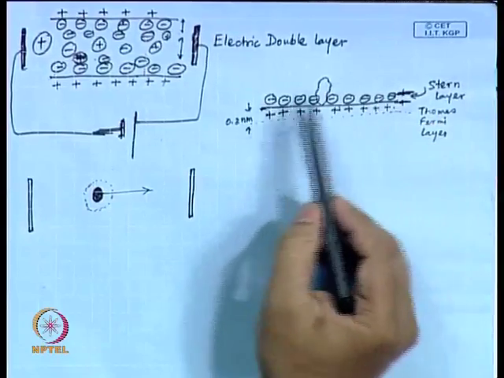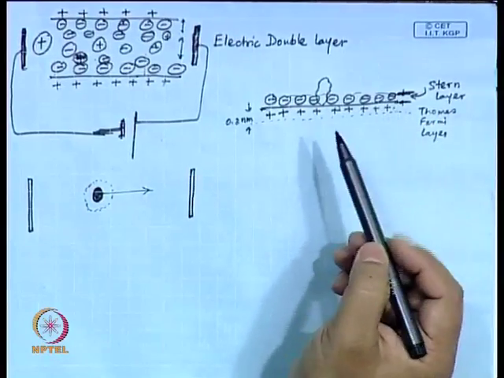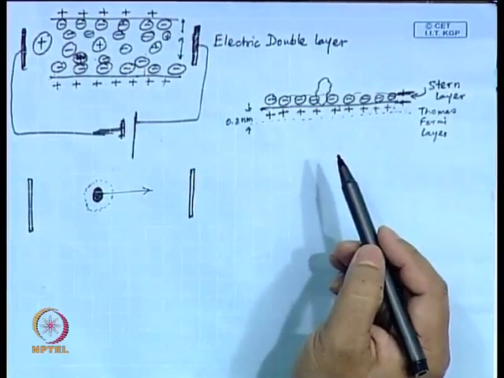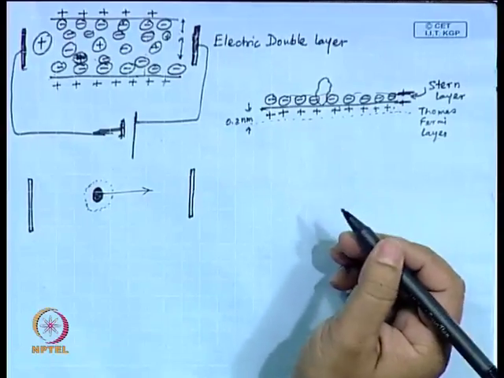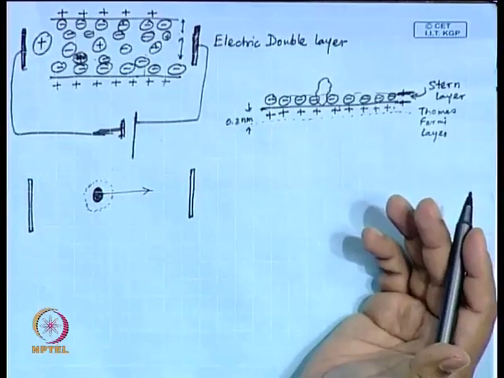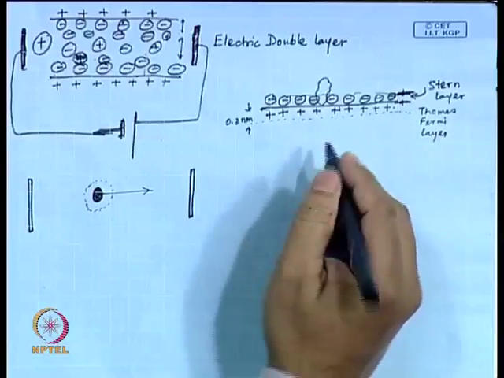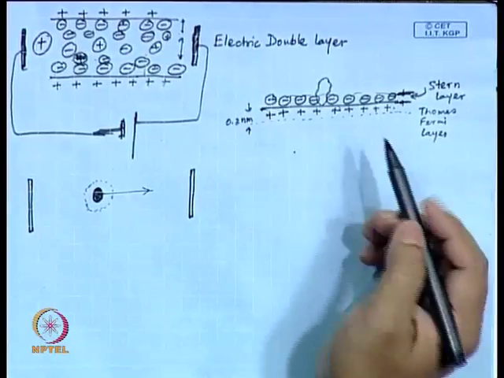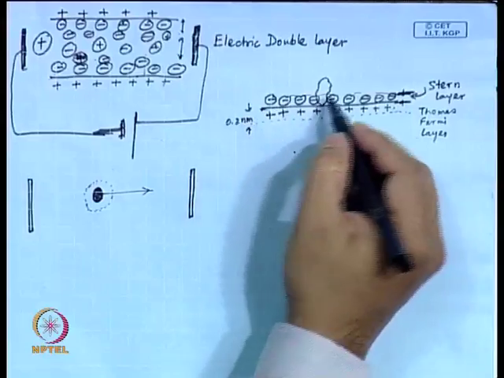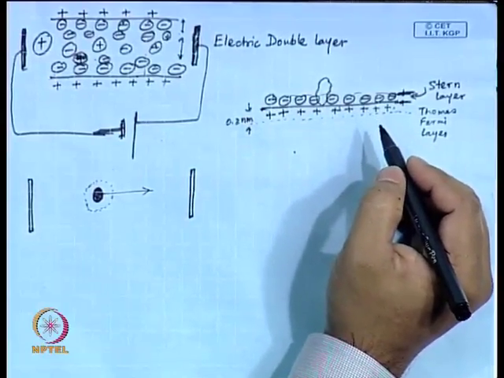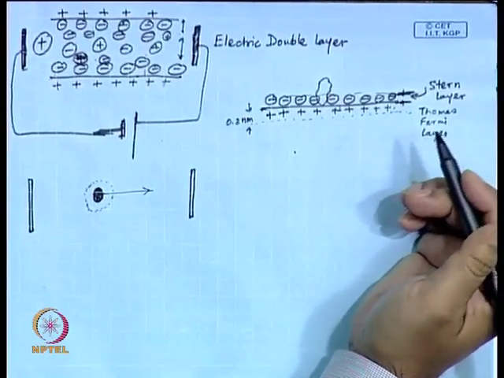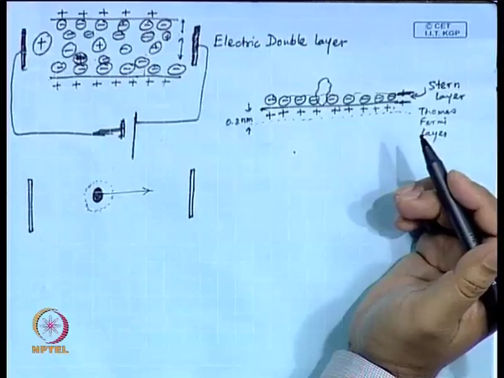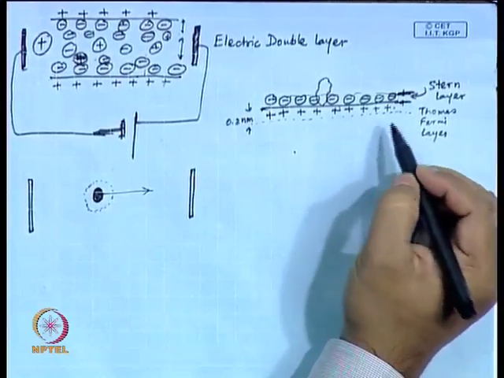Now, the existence of this layer is very difficult to confirm. I mean, what exactly is happening? In fact, the researcher who was doing the pioneering work here is Helmholtz. In a lot of places you will find that initially this layer used to be referred to as the Helmholtz layer.